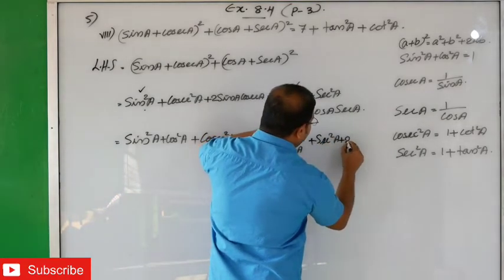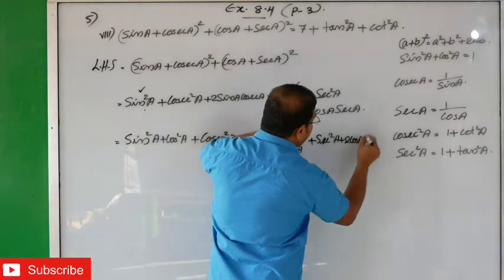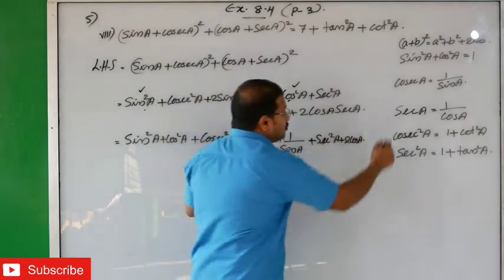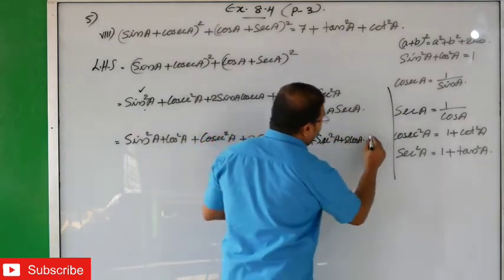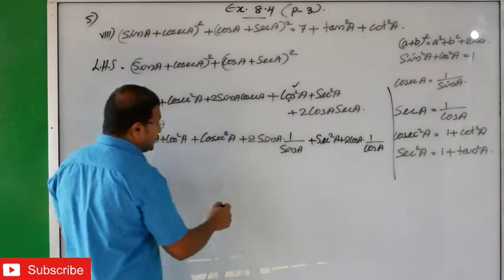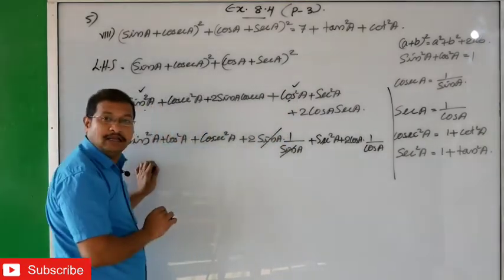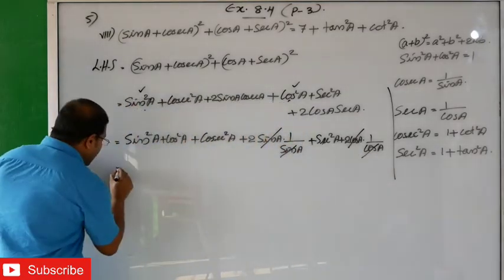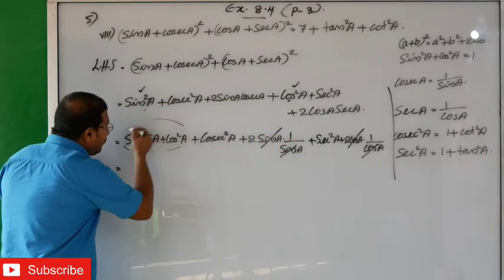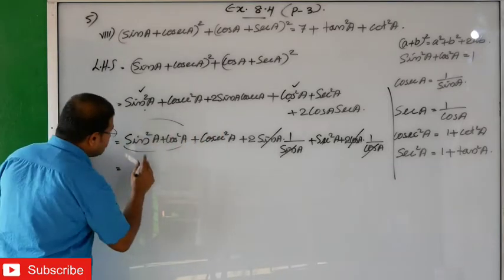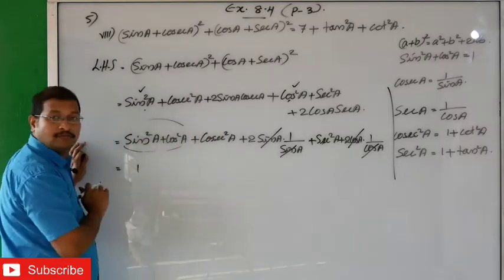Plus 2 into cos a into. In place of sec, what can you write? In place of sec, we can write 1 by cos a. Ready? Next step, see, sin sin will cancel, cos cos will cancel. Equals. Now see, sin square a plus cos square a is 1. That means these two will give 1.